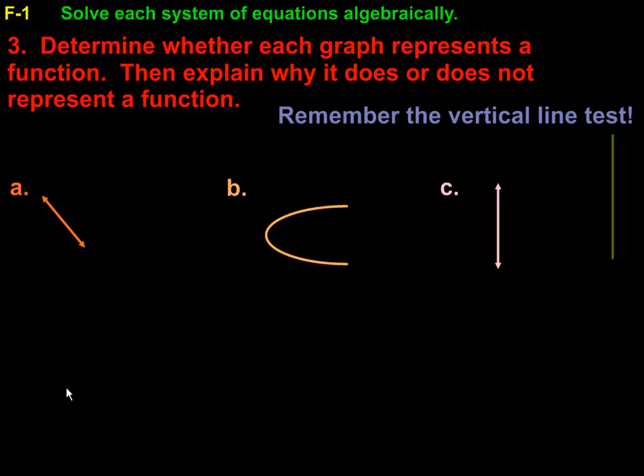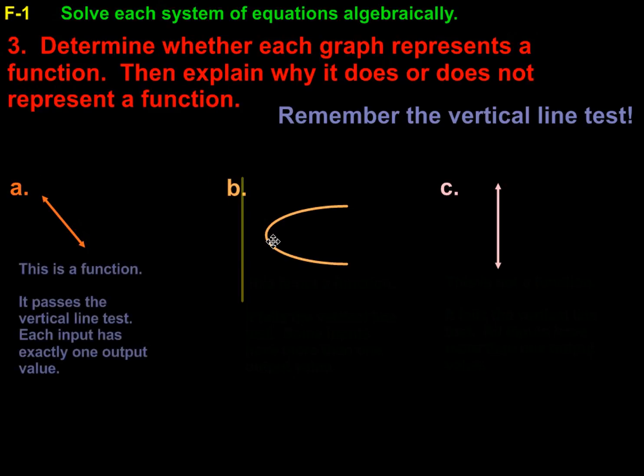Okay, let's move on to question number 3. Determine whether each graph represents a function, then explain why it does or does not represent a function. And the key here is to remember the vertical line test. The vertical line test is that this vertical line, when it passes through any part of the graph that you have, it can only touch in one spot. So let's pull it over here to A. If I start it over here and slide it along, it only touches in one unique spot. So that indicates that this is in fact a function.